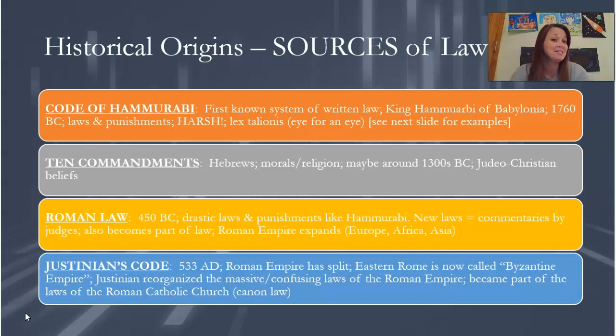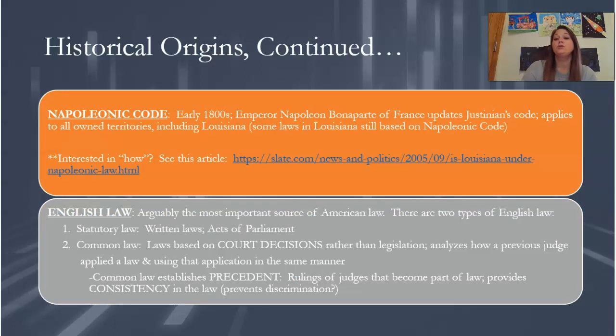Amendment 1 with the Establishment Clause, if you remember that, where even though we can have our religious beliefs, the government cannot favor, including making laws that favor one religion over another. So those religious ideas and beliefs, including Pastafarians, have to be treated equitably. And the last two ideas for historical origins are the Napoleonic Code and, of course, English law.